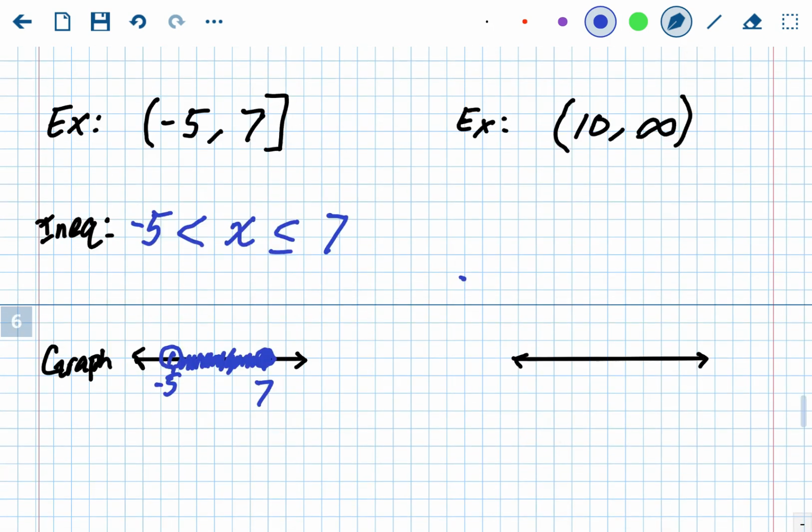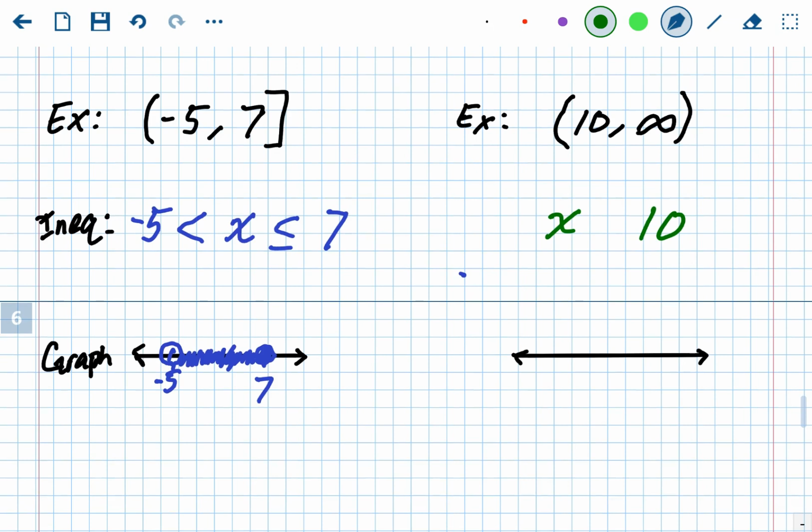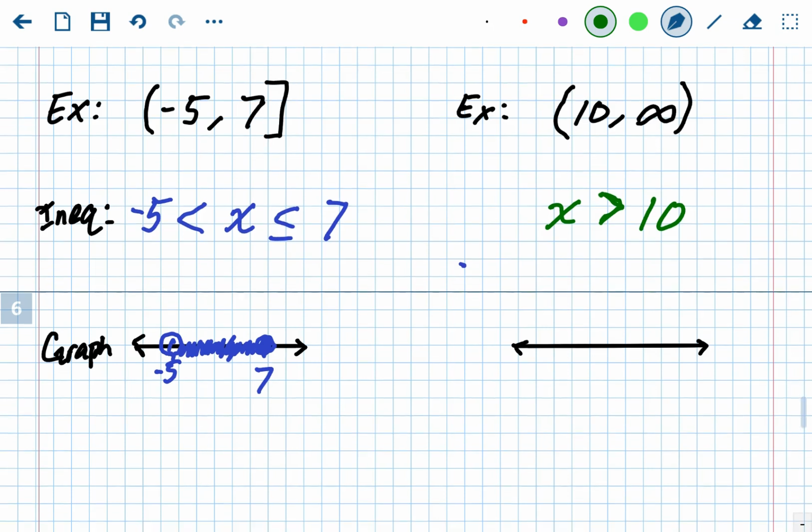The second one, 10 to infinity. Okay. So we got parentheses around both. So what that means for us is we're looking at all numbers that are bigger than 10 going up to infinity. All numbers that are bigger than 10, 10 is the smallest value. So our inequality is going to have x, and it's going to have 10, and we're looking for numbers that are bigger than 10 or greater than 10. Okay. 10 doesn't have a bracket, it has a parenthesis, so it's not going to get an or equal to. So just x is greater than 10.